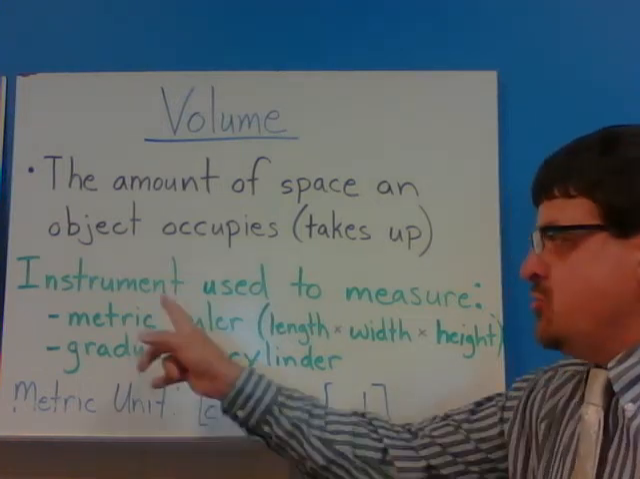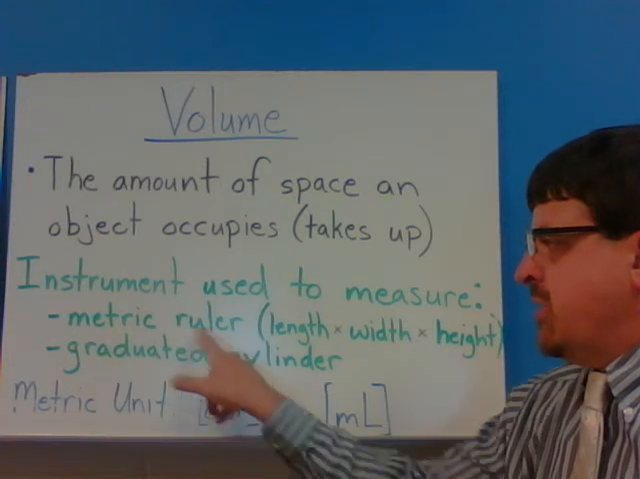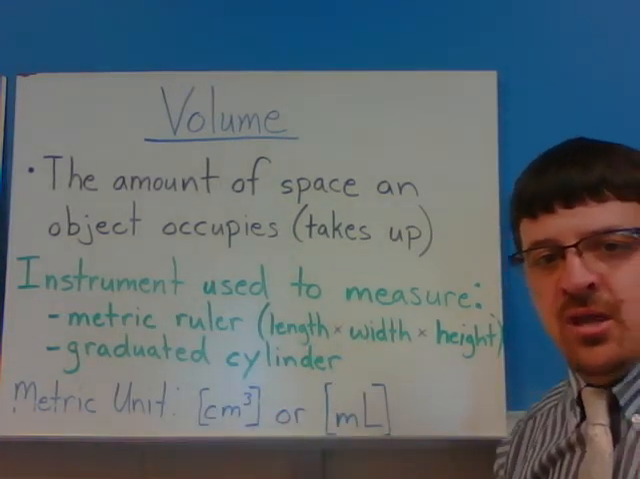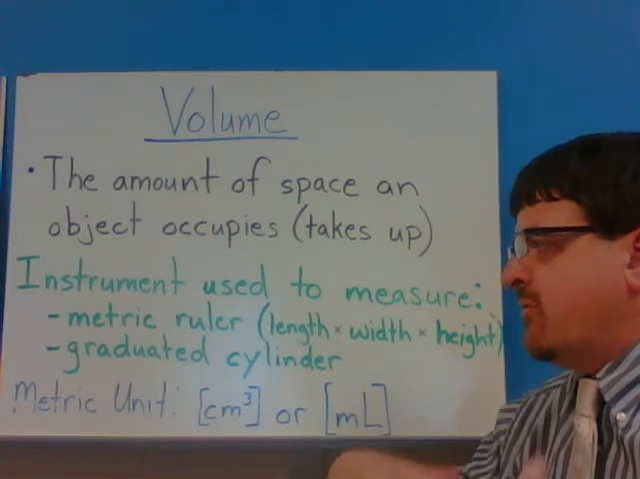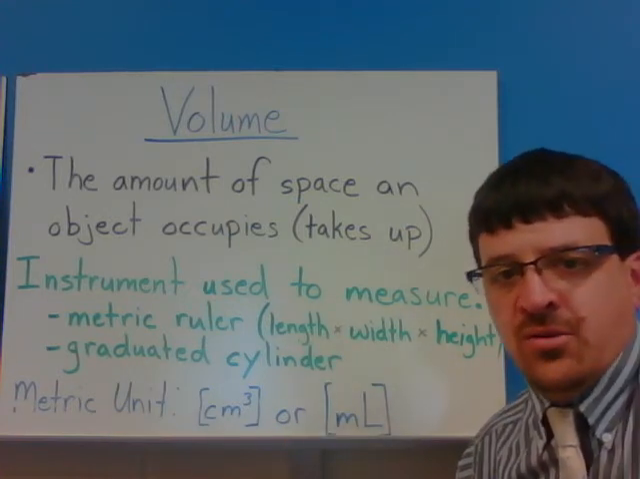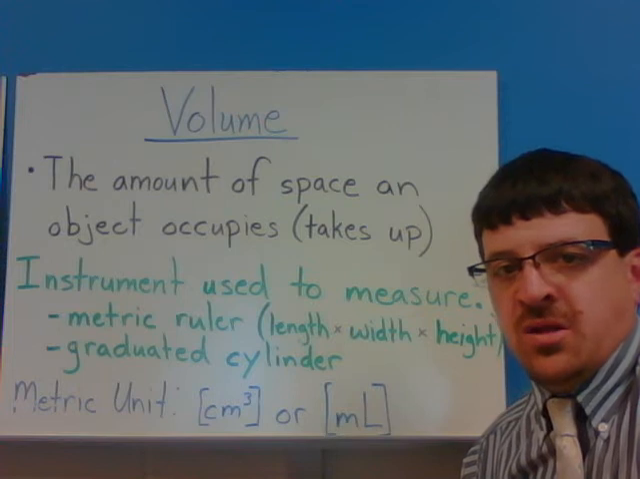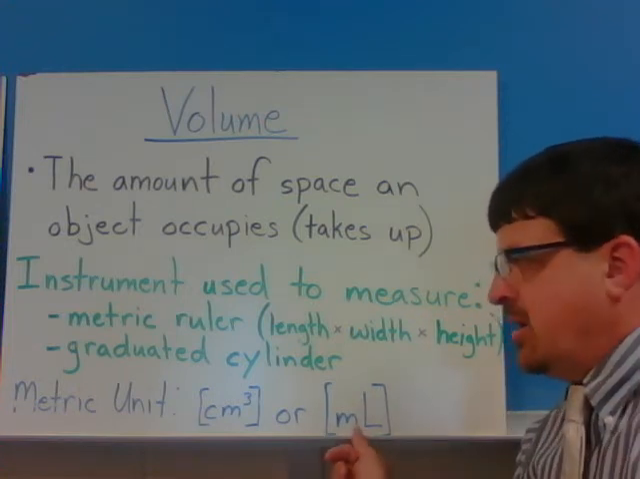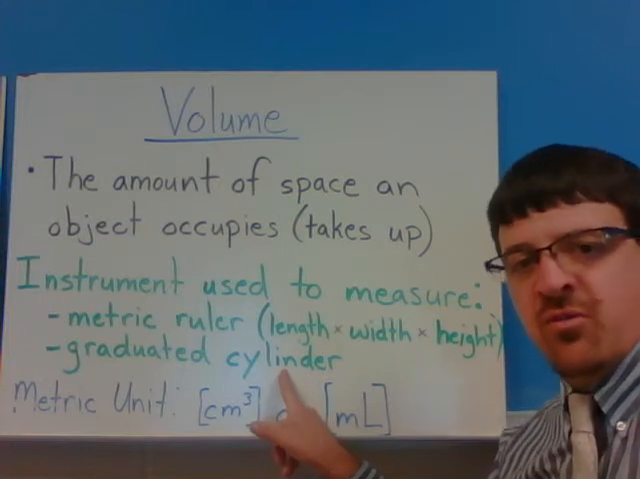All right, volume. The amount of space an object occupies or takes up. I'll use my son and I again. I take up more space than my son. That would explain why I have a higher mass than he does, because I take up more space. Now, instruments used to measure could be either the metric ruler, if you're doing length times width times height, or the graduated cylinder if you have a rock or something like you had the other day. The graduated cylinder would give you an answer in milliliters, and you do that by water displacement or volume displacement.